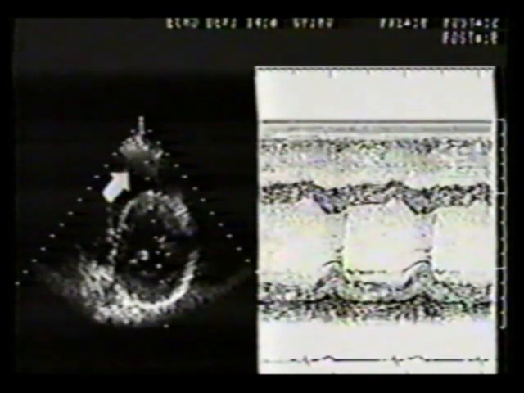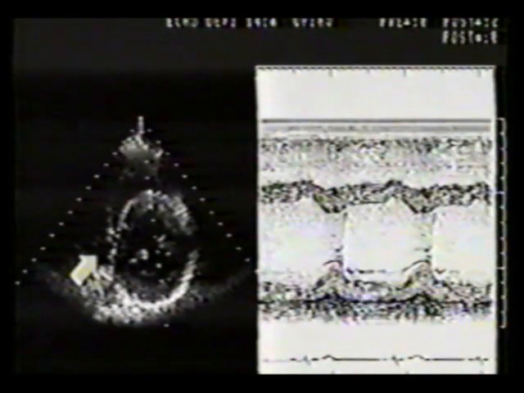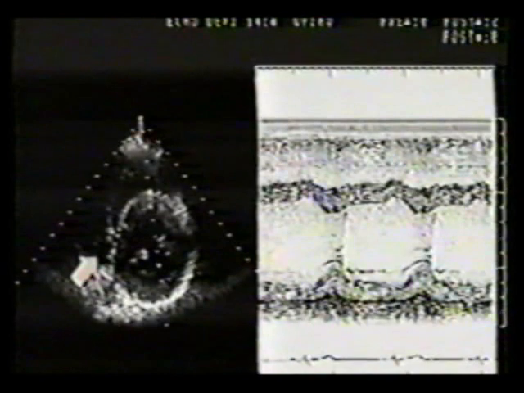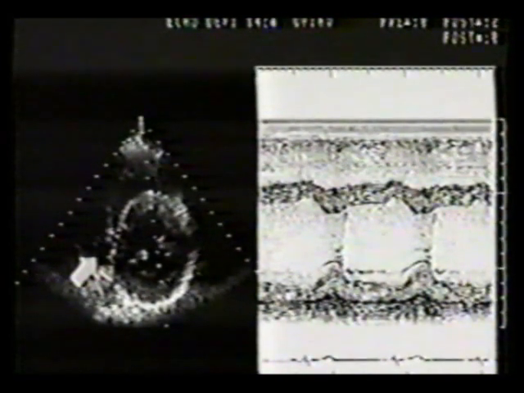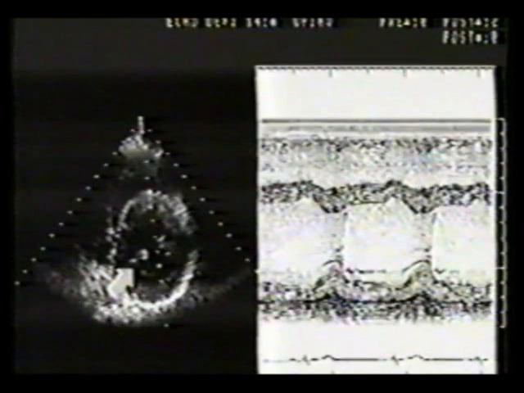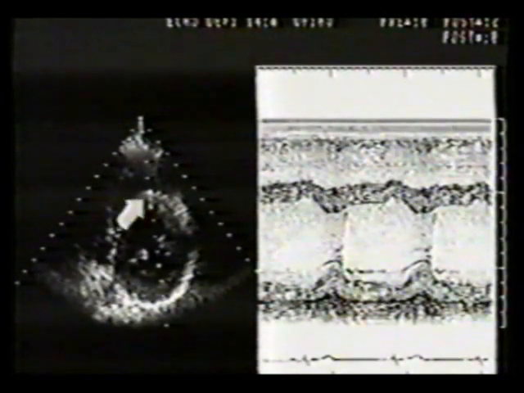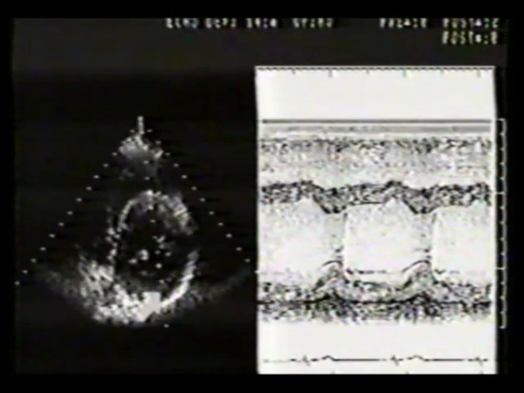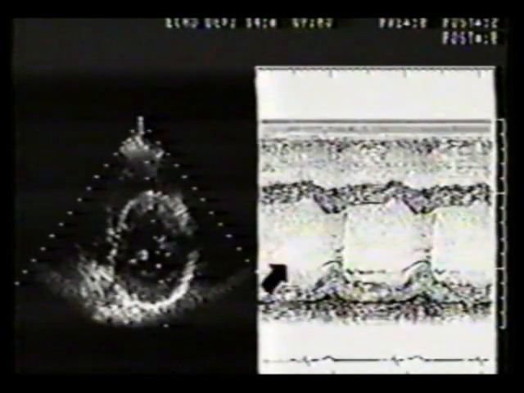This is usually accomplished with a left parasternal transducer position. When images are not available from the parasternal position, the subcostal position serves as an alternate. Here, we are utilizing a parasternal short-axis view of the left ventricle at the level of the papillary muscles. The M mode cursor has been directed through the ventricle, and this is the corresponding M mode display.